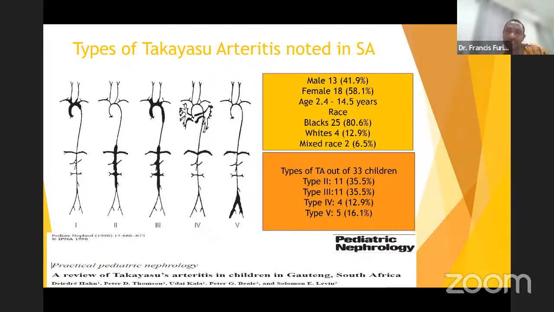And when it comes to the type of vessels that were really involved, because it's a disease that is affecting the aorta and its main branches, you could see there are 5 types, which are shown on the left side of the screen. So you could definitely see the types that were described. Almost 36% had type 2 and type 3 each, and the least common was type 4.